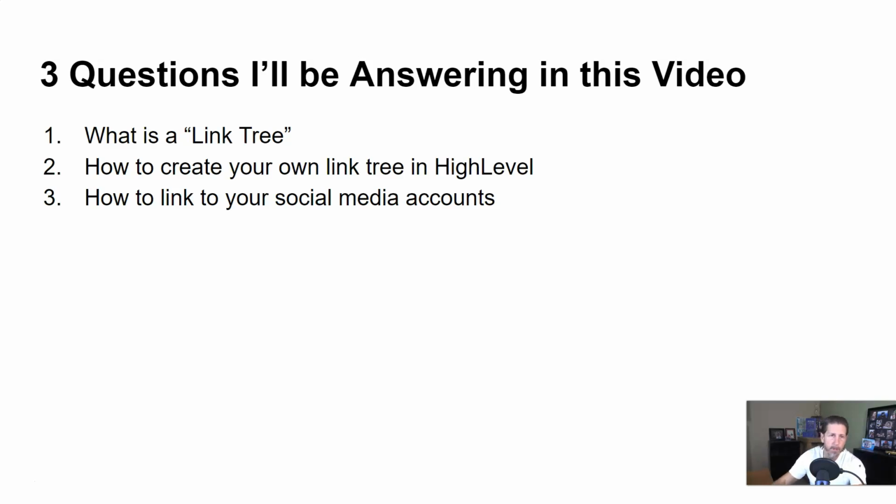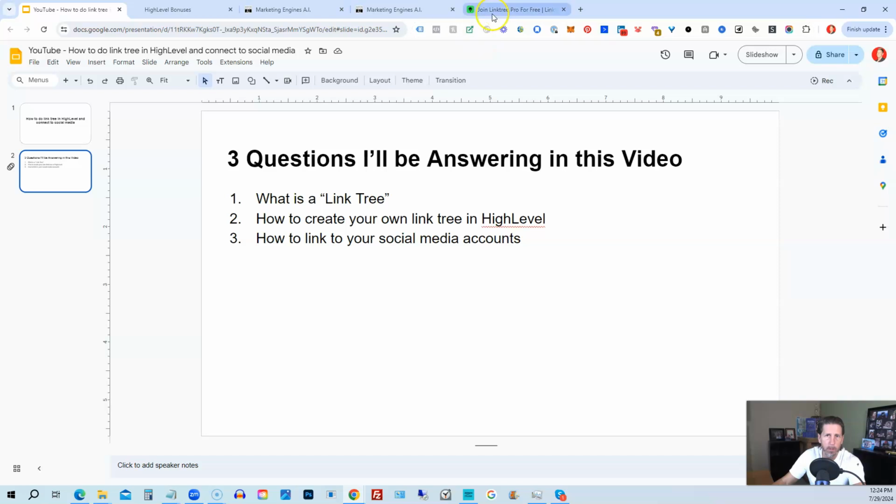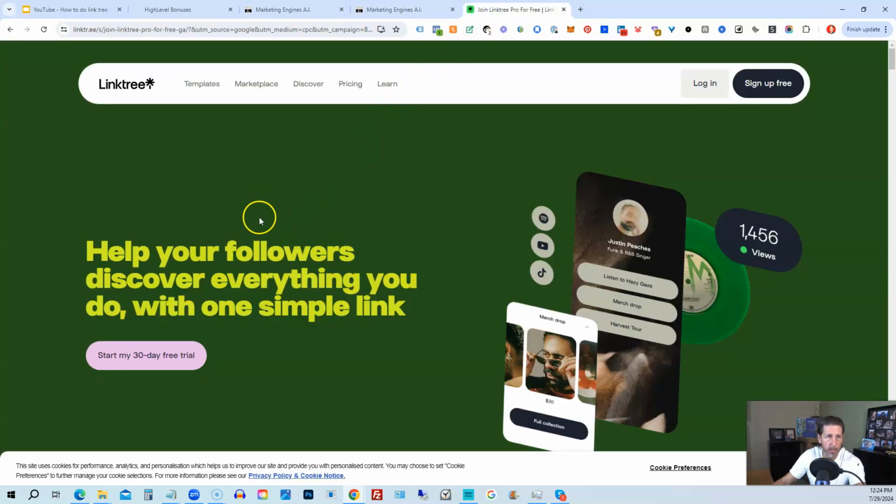So we're going to hop out of here quick and I'm going to share with you a little bit about Linktree if you aren't familiar with it. So Linktree is at linktr.ee, that is their domain. You can Google it if it's easier. But what it does is basically looks a little bit like what you see here in this sample with Justin Peach, funk and R&B singer, Listen to Hazy, Gaze, merch drop, harvest tour. So basically it's a profile on a mobile formatted with a couple buttons on it, essentially.